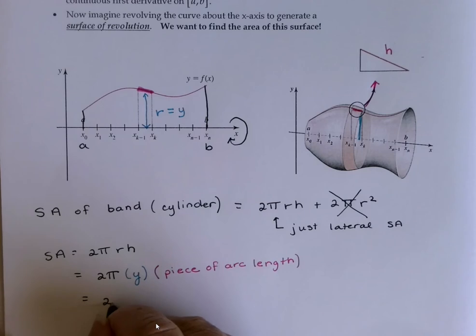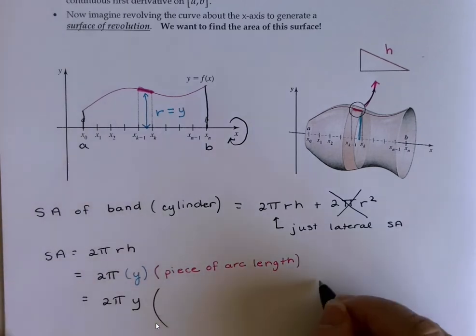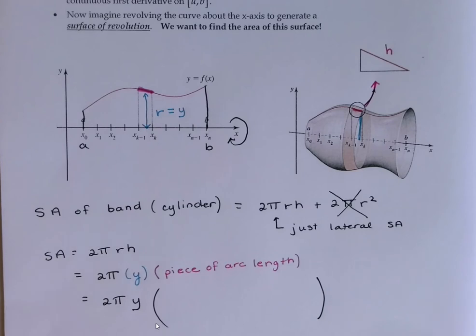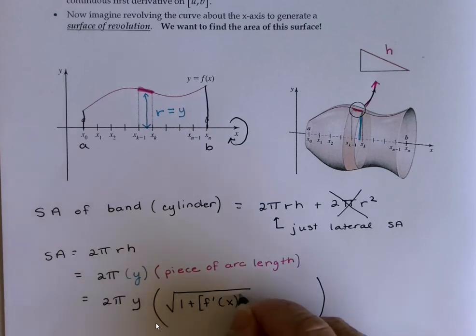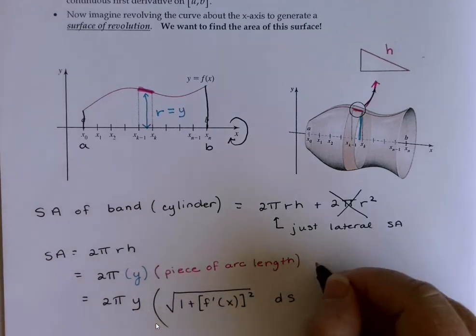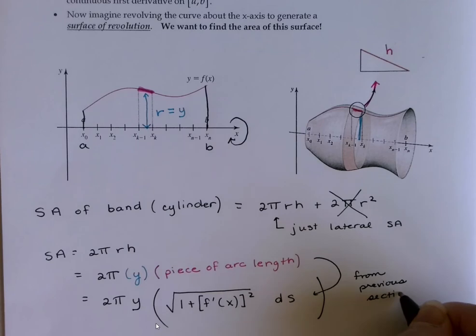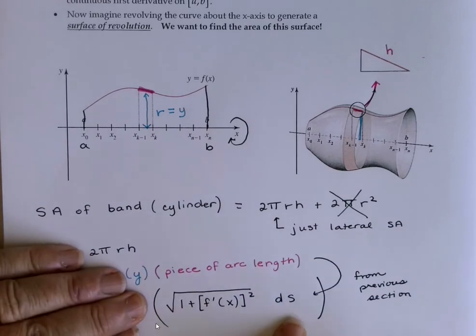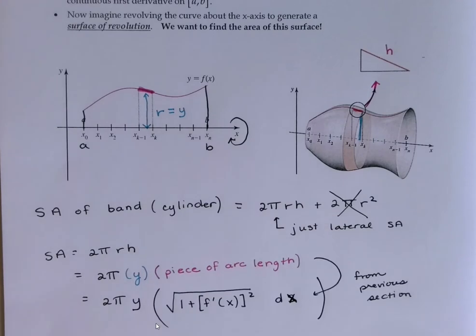So I've got 2 pi y, and then for this piece of arc length, I'm just going to steal the function that we developed for arc length in the last section. It was the square root of 1 plus f prime of x squared dx. And that's just from the previous section. Right? If we integrated this, we would get the whole arc length. This is just one little tiny piece of arc length. Whoops. dx, sorry. So that's going to actually give me my formula.